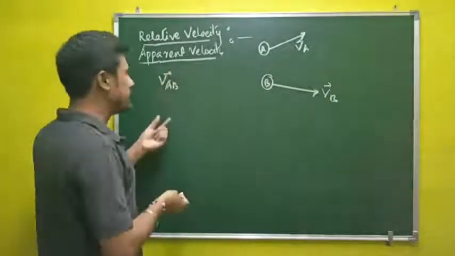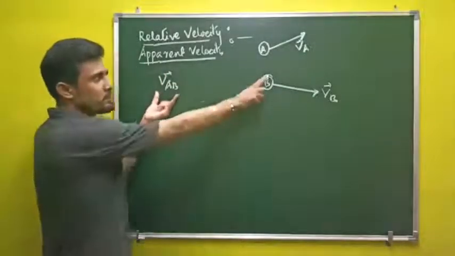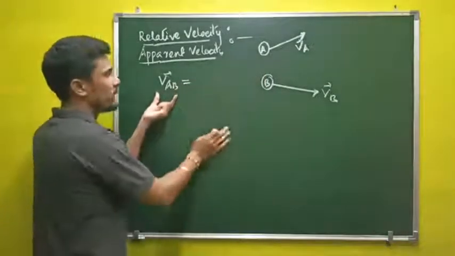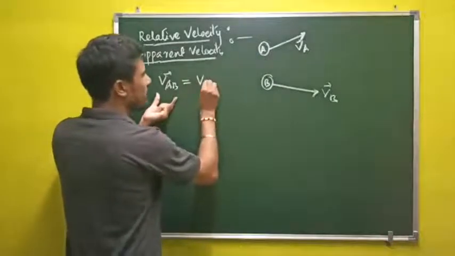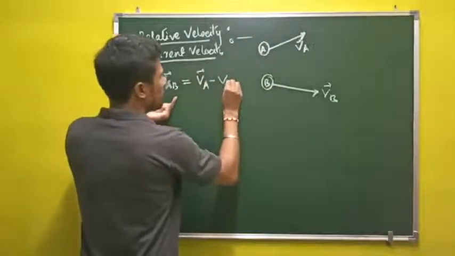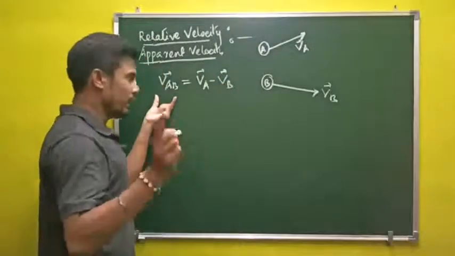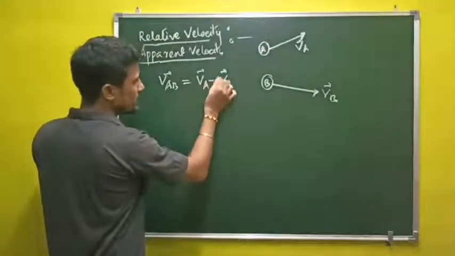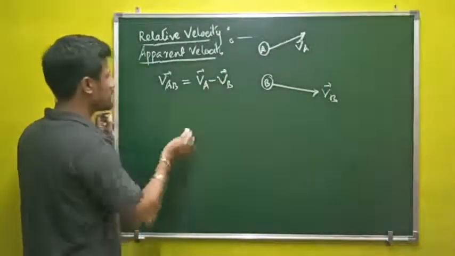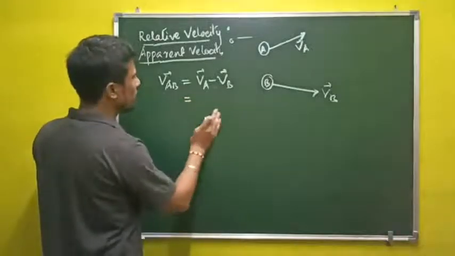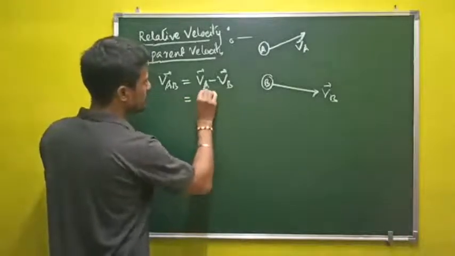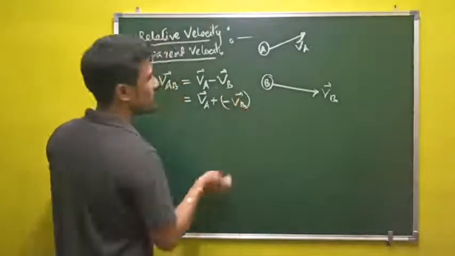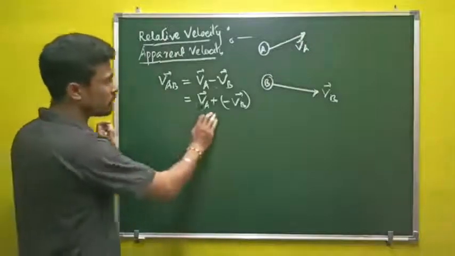This relative velocity of the first particle is given by the vector summation of these two velocity vectors, that is VA minus VB. You may be wondering what this vector subtraction is. We can write it as VA vector plus minus VB vector. You can calculate this one.